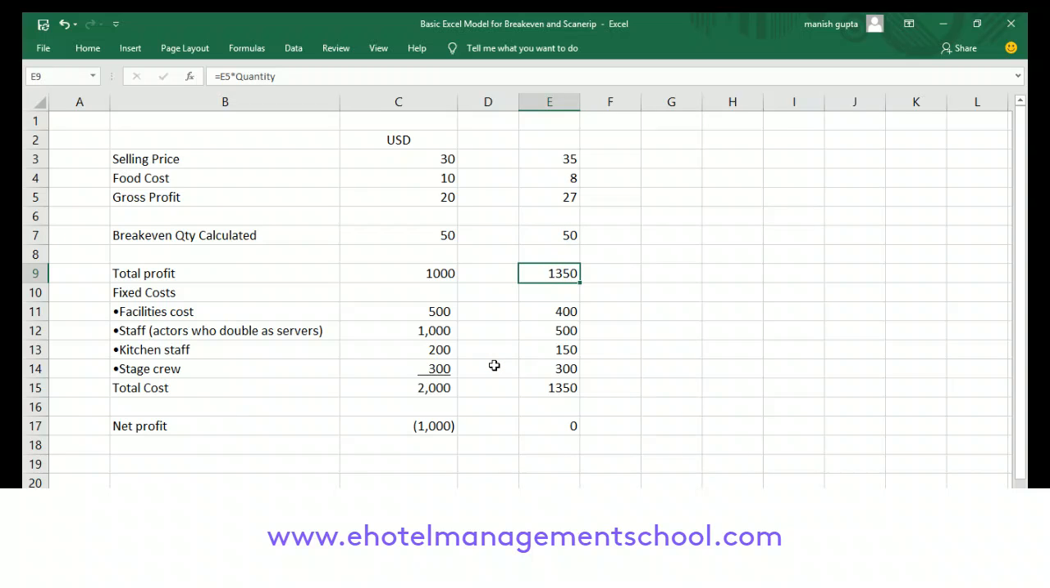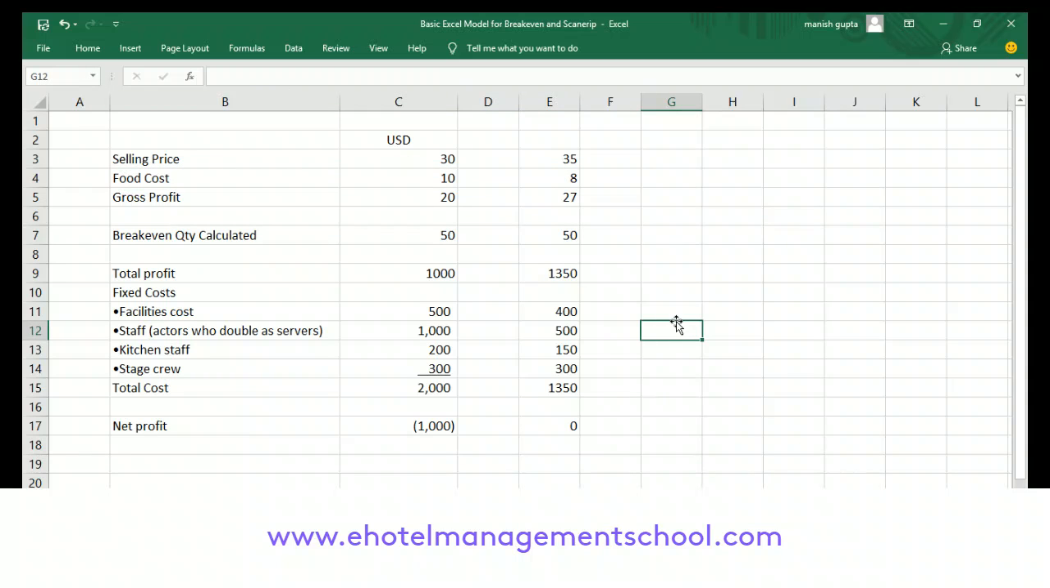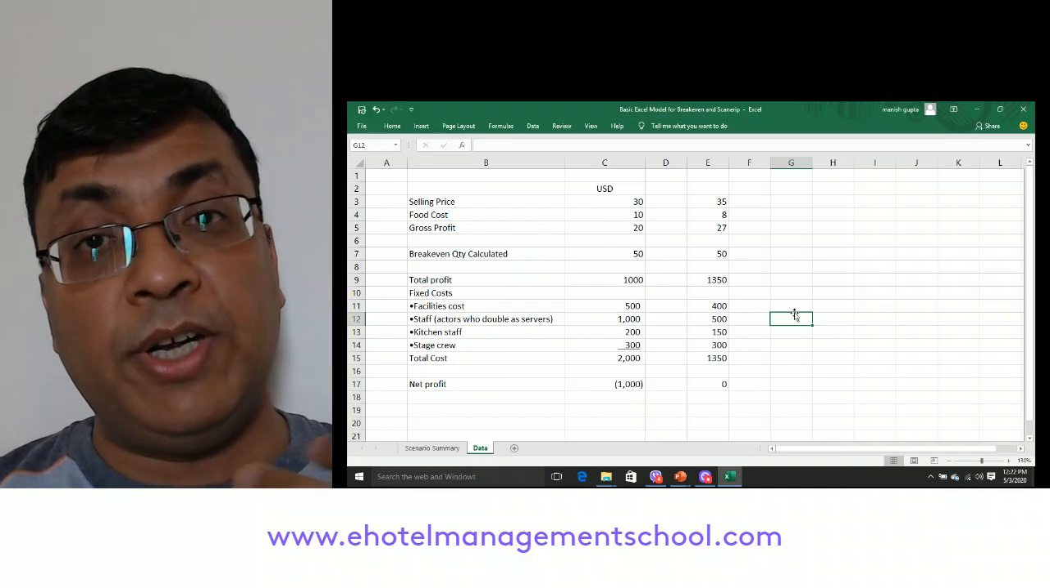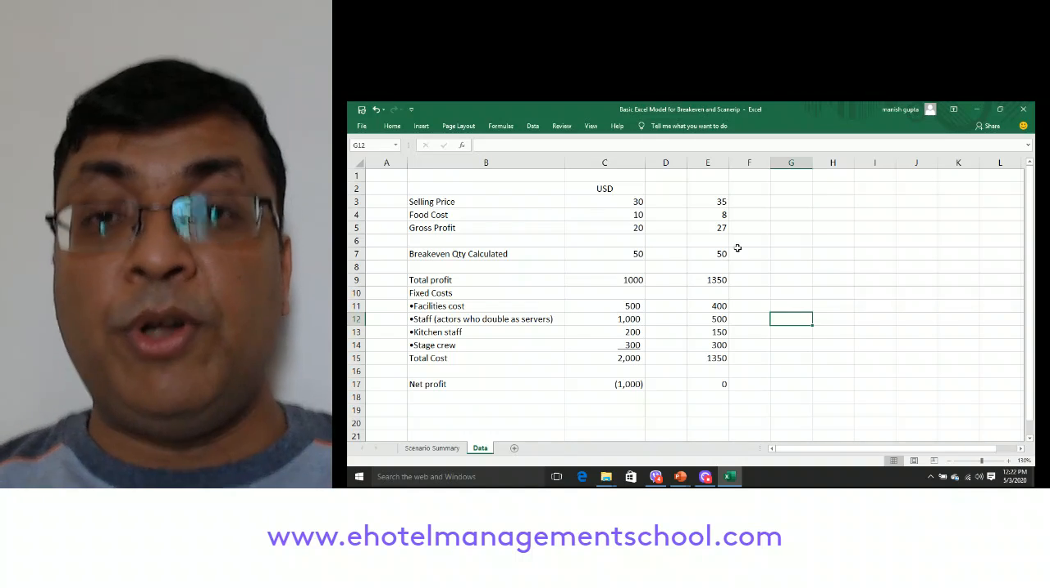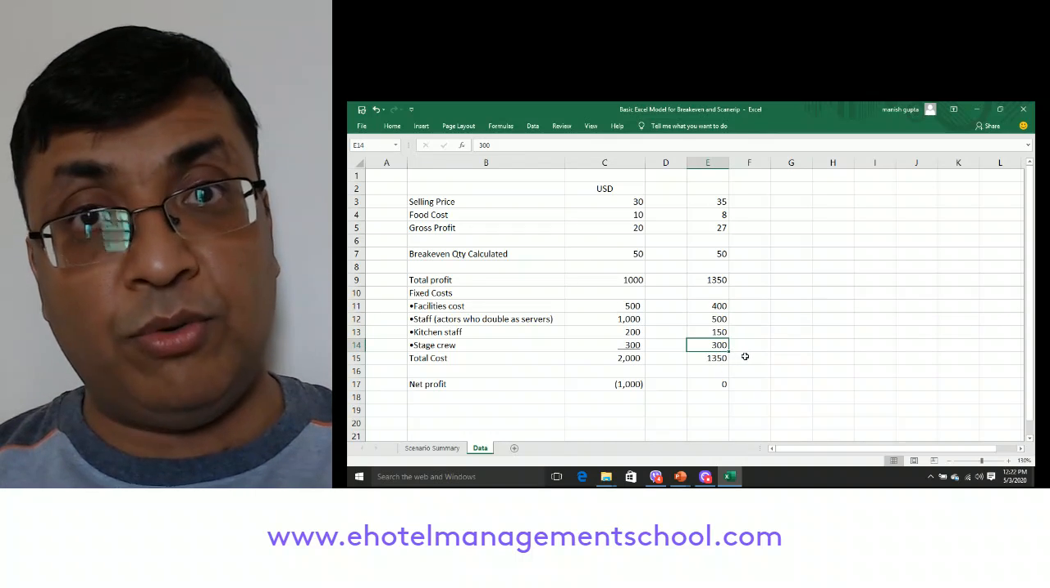So this is how you can play around with the numbers, and you will get some more ideas on possible ways to remain profitable, to remain sustainable. What are the different ways you can reduce the food cost? You can look at your recipe engineering, your alternative products or anything else. You just need to come up with brainstorming ideas on how you are going to reduce the manpower, how you are going to reduce the variable cost, how you are going to negotiate with the rental, and how you are going to negotiate with the stage crew to remain profitable.